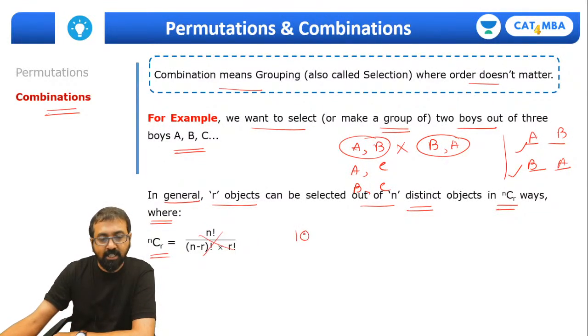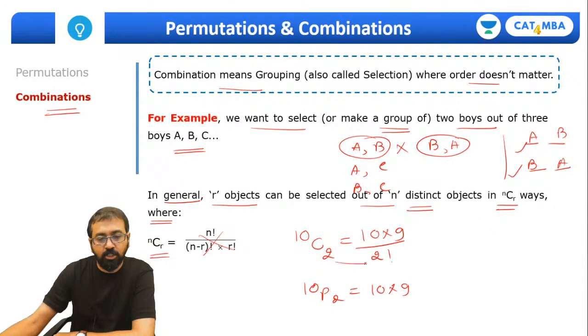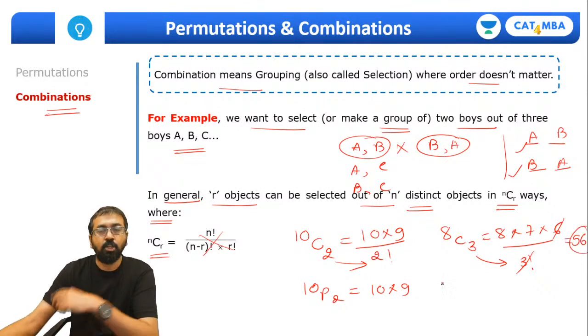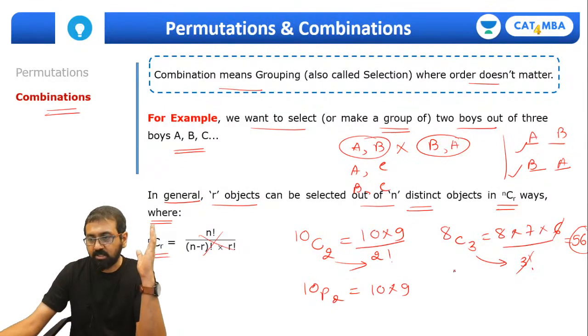So how to quickly calculate 10C2? What was 10P2? 10P2 was 10 into 9. So what is 10C2? Just write 10 into 9 and then additionally put 2 factorial in the denominator. That's it. For example, 8C3: of course 8 into 7 into 6, and then additionally this 3 factorial in the denominator. Of course 3 factorial is nothing but 6. So 8C3 will be 56. 8 sevens are 56. This is how you can do quick calculations.